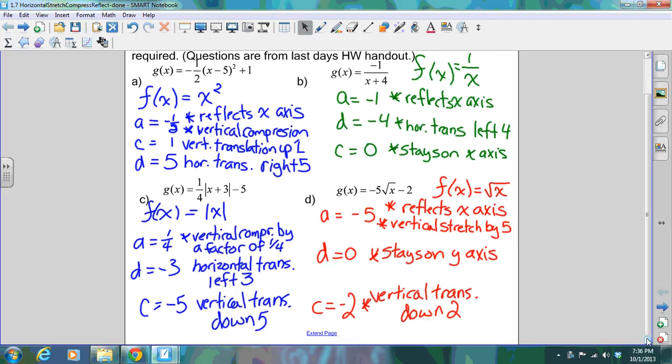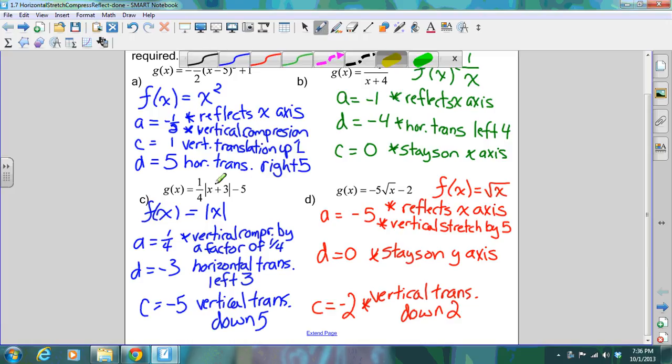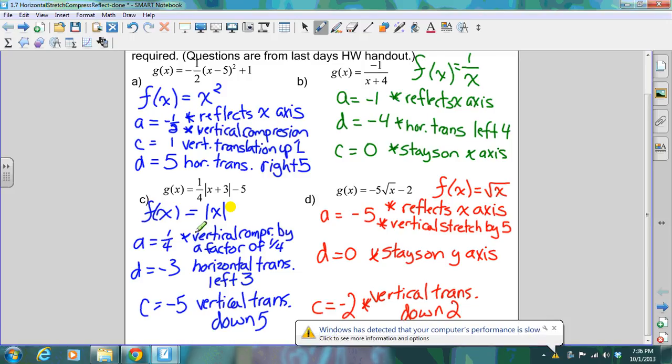Let's, for example, take a look at C. I'm just going to grab my highlighter here. Taking a look at example C, we should recognize that it's an absolute value function, so the parent function is the absolute value of x. Then we notice that the number in front is 1 over 4. That's your A. A equals 1/4. Think of that as a compression from the top and the bottom in the vertical direction by a factor of 1/4. That means you are going to push it down to almost flatten it like a pancake.